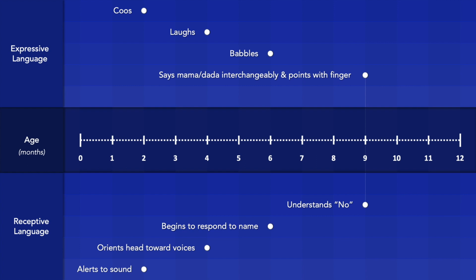Also at 9 months, babies may point at things with their finger and attempt to copy sounds and gestures. They also show understanding of the word no, regardless of tone. When told no, they will briefly stop or be inhibited by the command.